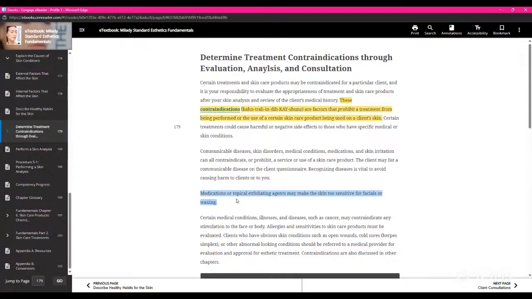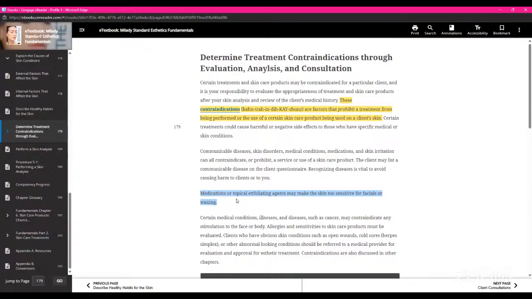So how do we know this? By having conversations with our client, trusting yourself in your skin analysis, also getting a little deeper, talking about some of the internal issues, and what other treatments they've used, if they are under the doctor's care. Listening to them tells you what you're able to do. Listening to them tells you.